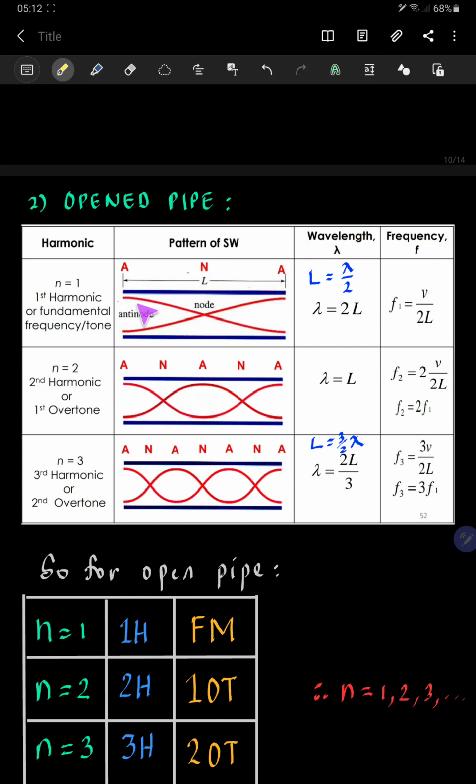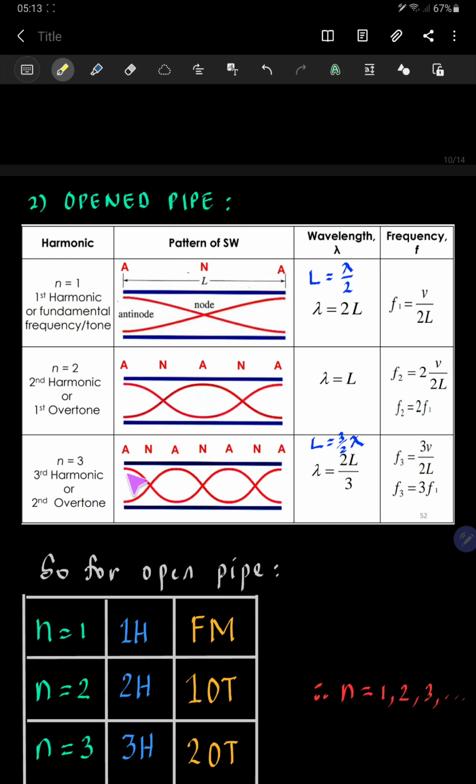Remember, there must be an antinode at both ends. So half lambda for the first one. For the second one, how many lambda do we have? This is one complete lambda, isn't it? So L equals lambda. Based on the equation f equals v over lambda, f equals v over L. So v over L still equals 2v over 2L. I need to expand the equation because I want to find this term, v over 2L. So v over L equals 2v over 2L, where v over 2L gives you f1, so it equals 2f1. That one is f2.